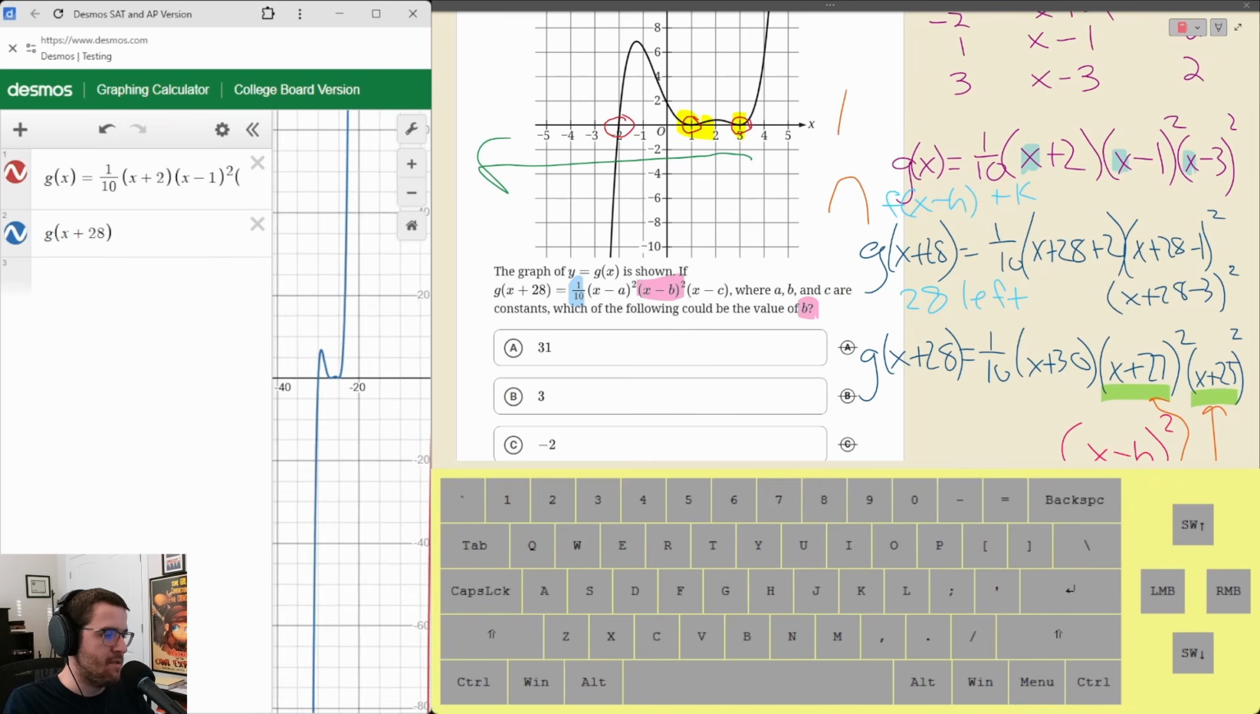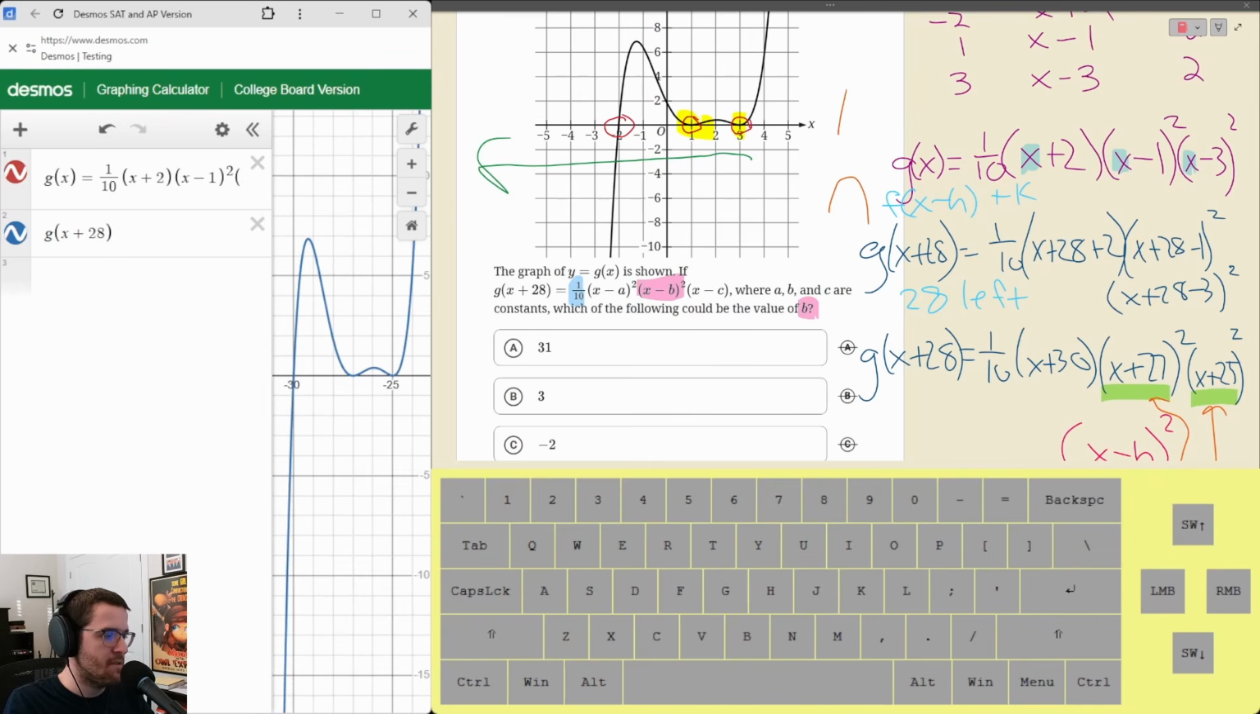And you'll see, you can look at the x-intercepts. We got negative 30, but that one doesn't have a multiplicity 2, so we don't care about him. We just care about these ones, negative 27 and negative 25. But I either would have done it in my head. I just did all that for the sake of the video.